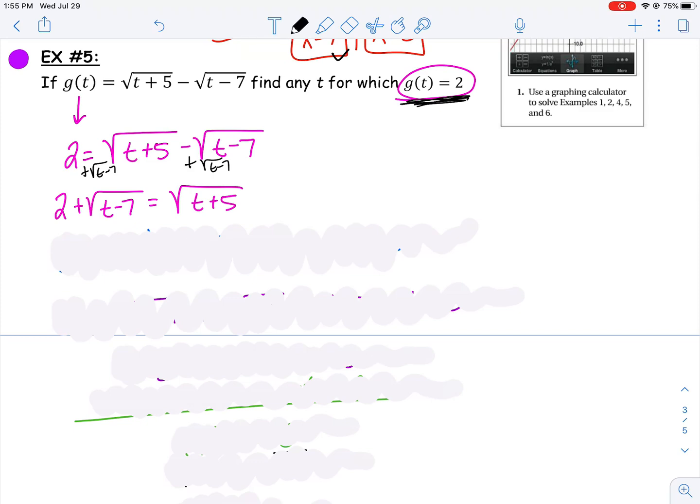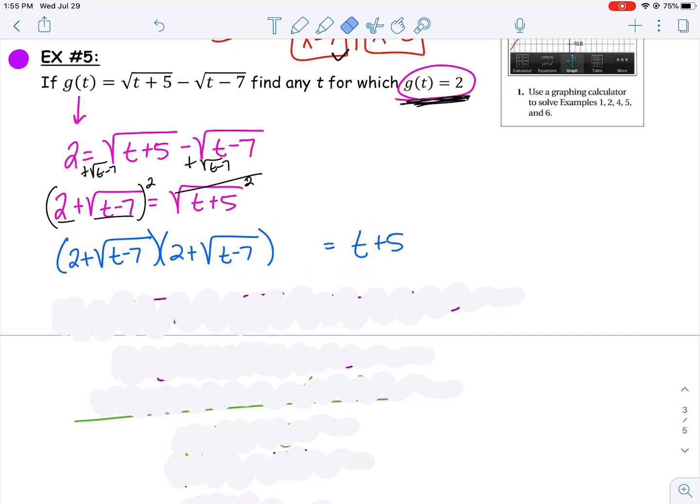Once I have one of the radicals by itself, I can go ahead and use my principle of power and square both sides. I'm going to square the right side, and I'm going to square the whole left side. When I square the right side, the square and the square root cancel each other out, and I'm left with a t plus 5. But look at the left side. I have two different terms, and that binomial is squared. So I can't just distribute the squared. I have to make sure that I write it out twice and FOIL.